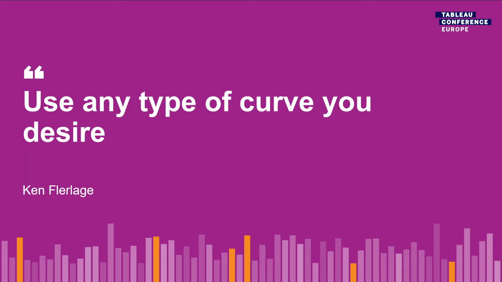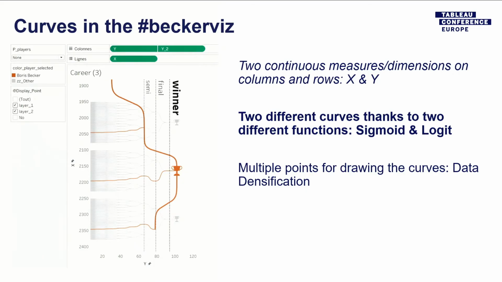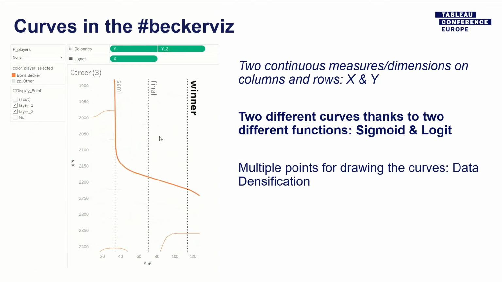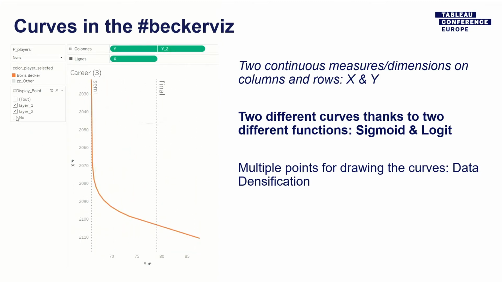So, what do I mean by that? Let me show you in the Becker visualization. In the Becker visualization, I have 2 kinds of curves. I have a first curve for the horizontal tournament flow. I will use a function called sigmoid, and I have a second curve. It's for the bump chart. I will use the function logit. Actually, it is done thanks to extra points, as you can see here. And I will add those points thanks to a technique called data densification.